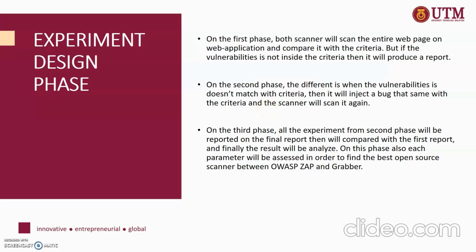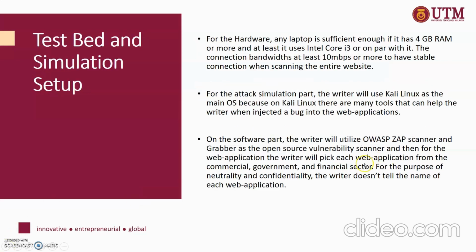In this phase, each parameter will also be assessed in order to find the best open source scanner between OWASP ZAP and Grabber. For the testbed simulation setup, for the hardware part, a laptop is sufficient if it has 4 GB of RAM or more and at least an Intel Core i3 or on par with it. The connection bandwidth should be at least 10 Mbps to have a stable connection when scanning the entire website.